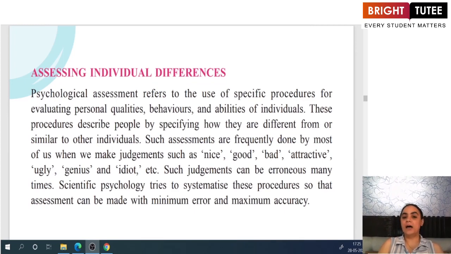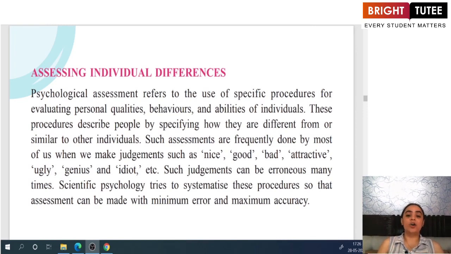So we by now have learned the meaning of the term individual differences, the possible definitions of individual differences, the causes of individual differences, as well as the areas in which these differences reflect. Now in this class, we are going to focus on how we can assess and administer these individual differences.